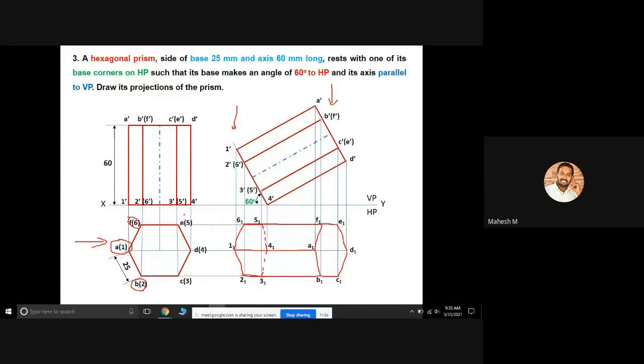You can't see this point, so you have to draw a dotted line for this, E and 5. E and 5 is already highlighted with the thick line, so you don't have to create a dotted line. And C and 3 is already highlighted with a thick line, so you don't have to draw a dotted line. So next, D and 4. It is also not visible.